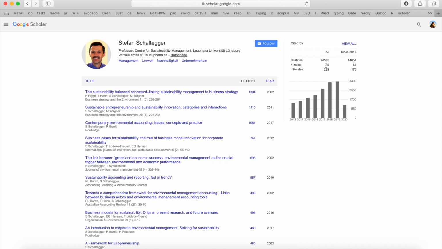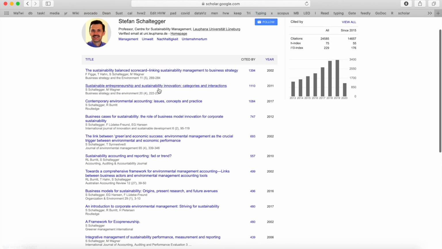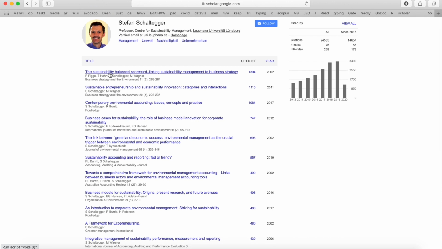The h-index is an important measure in science. It's imperfect, it has many limitations, but still it has a certain strong point in saying how relevant other people perceive the research of the specific person. Then you can see how many citations there are over time, which are a lot in this case. You can see that this is a clearly outstanding profile. And then it starts with the most highly cited paper.